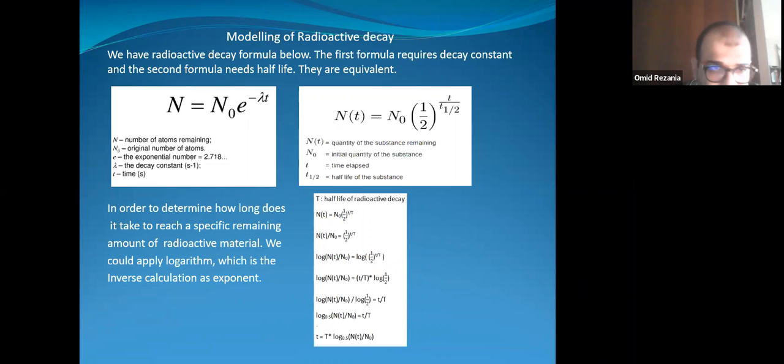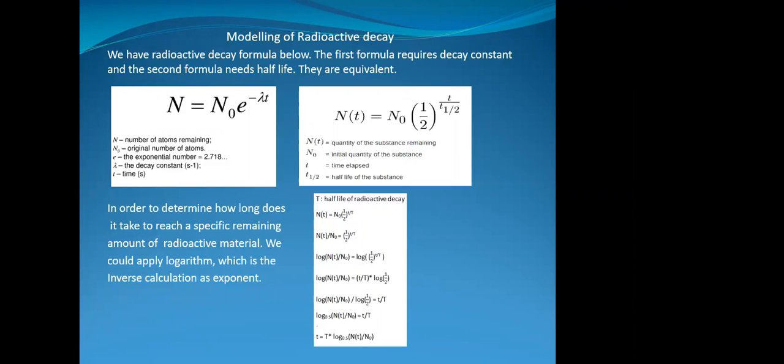And you said in the note here, in order to determine how long it takes to reach a specific remaining amount, we could apply logarithm functions to remove the exponential and express it in terms of the logarithm function. Then what is the difference between the left equation and the right? Oh, I got it. The right one is the half-life. Yes, that's right.